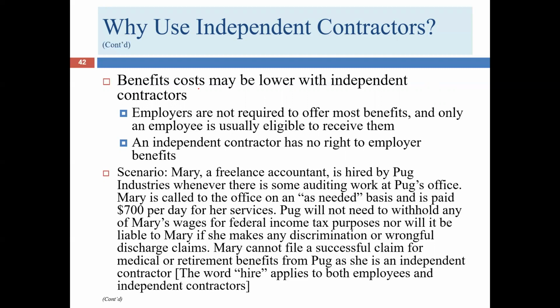Let's consider this scenario. So we have Mary, she's an accountant, and she is hired by Pug Industries to do some auditing work. She comes in the office when needed and is paid $700 a day for her services. So it seems like she's probably an independent contractor in this situation.